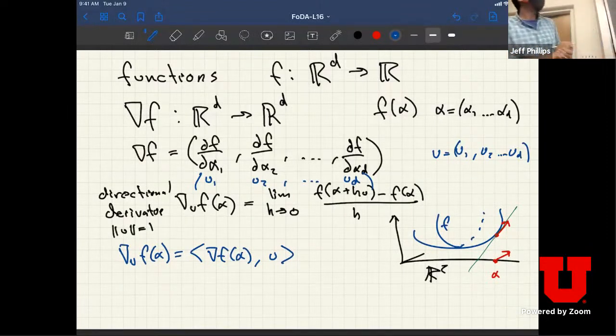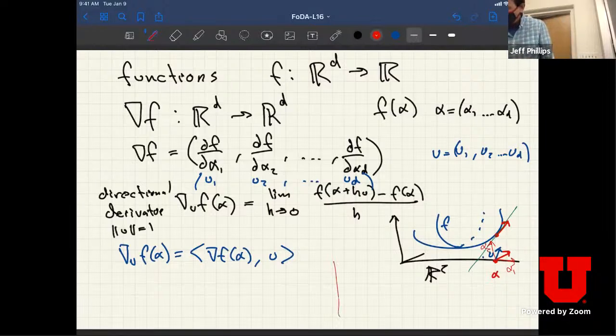And the ui's are all between 0 and 1, and their squares add up to 1. That's what it means to be a unit vector. These are components, and this u is giving me some direction. And I'm asking how similar this gradient vector is to that direction, since I've written the gradient as a combination of these two directions, alpha 1 and alpha 2.